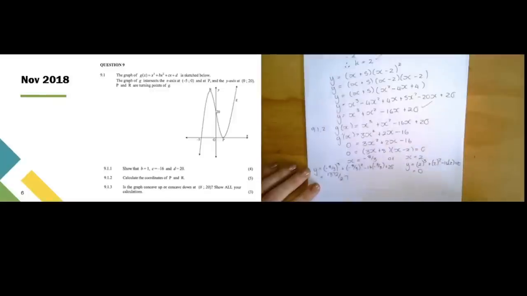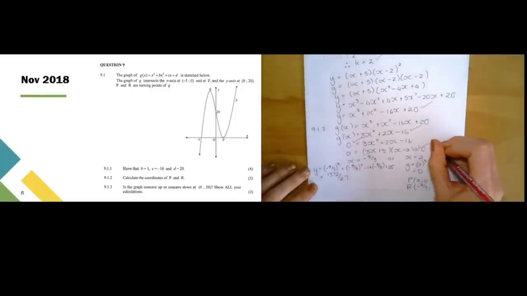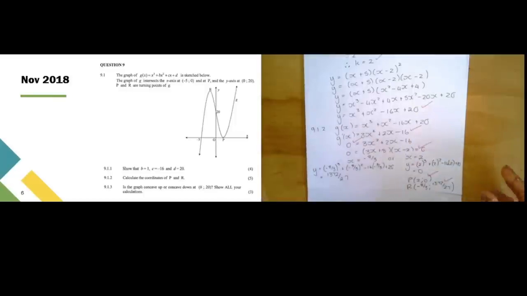So what are my two coordinates? P is the coordinate (2, 0), and R is the coordinate (negative 8 over 3, 1,372 over 27). And that counted 5 marks. Where do the 5 marks go? For getting the first derivative and making it equal to 0, for factorizing it, and then for the coordinate of P and the coordinate of R.